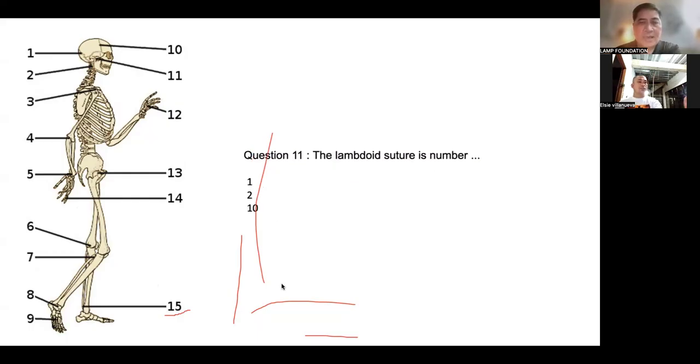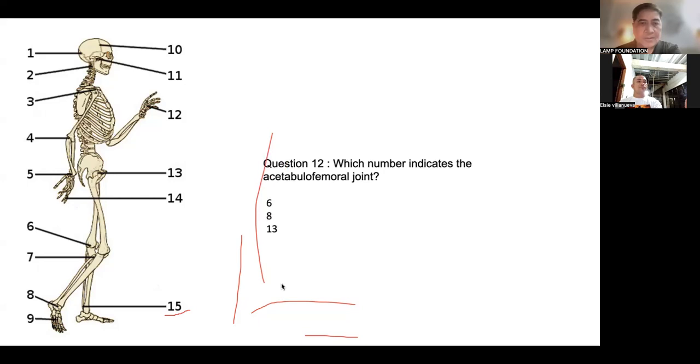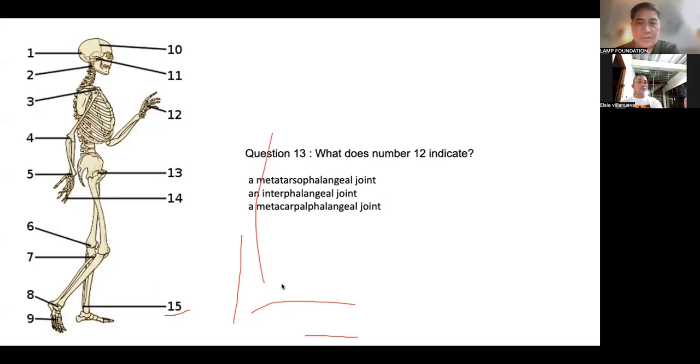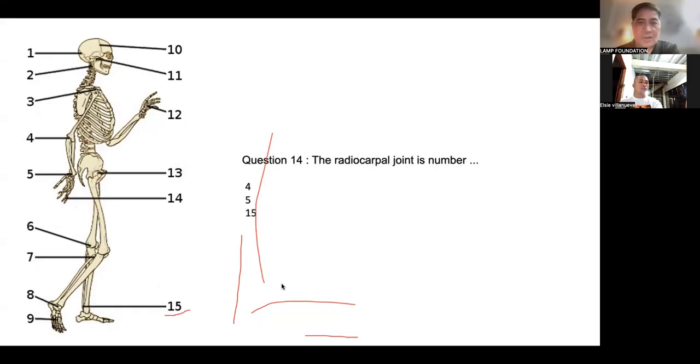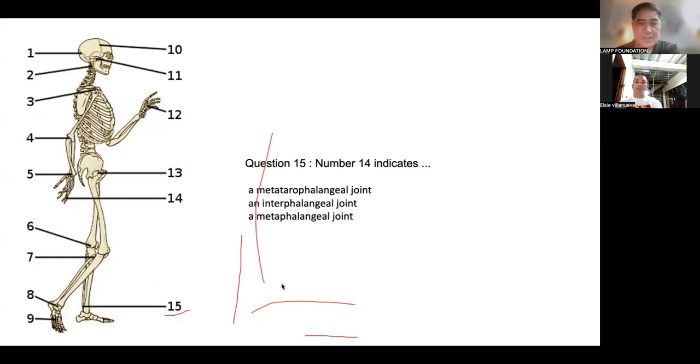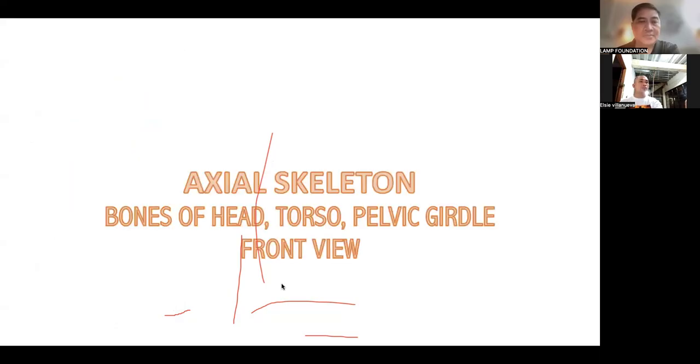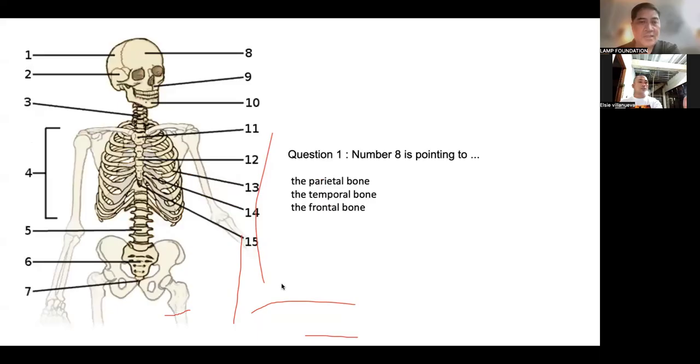Metatarsophalangeal joint. Lambdoid suture. Number 1, acetabulofemoral joint. Number 13. Number 12, the metacarpophalangeal joint. Radiocarpal joint. Number 5. Number 14, the interphalangeal joint. Number 8.